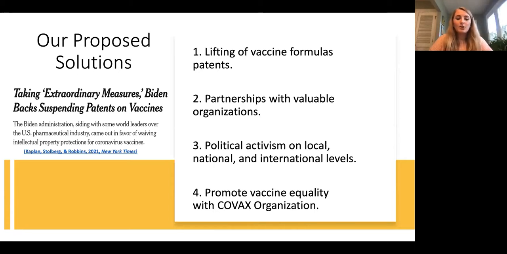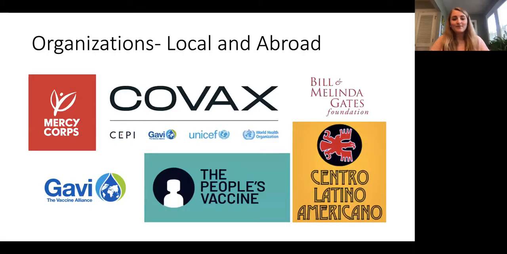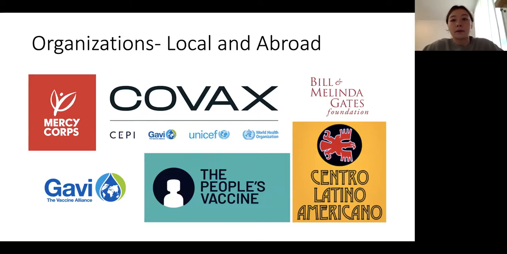We also seek to build partnerships with local health and development organizations, along with encouraging political activism on local, national, and international levels to ask leaders to assist the global South. Finally, we seek to engage and participate with the COVAX organization and facility to promote vaccine equality. The organizations, local and abroad, our group has aimed to partner with are Mercy Corps Portland, Central Latino Local in Eugene, COVAX, Gavi, the Bill and Melinda Gates Foundation, and the People's Vaccine to bring equitable access and awareness on vaccine distribution.